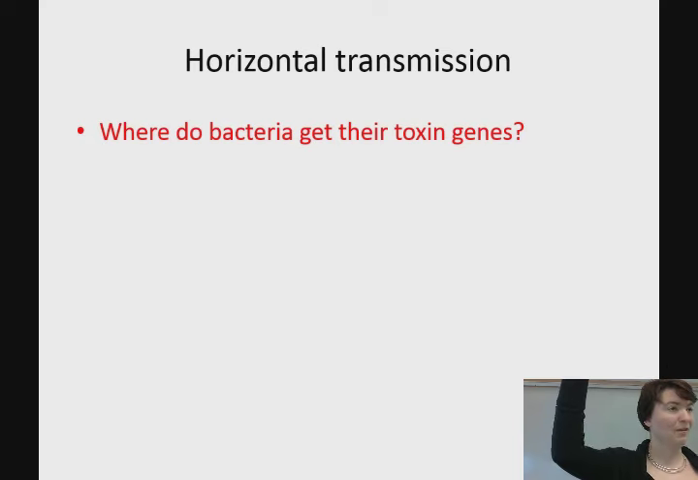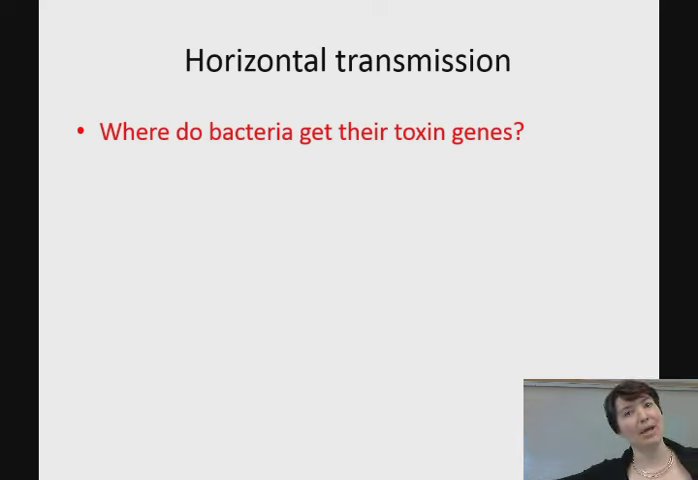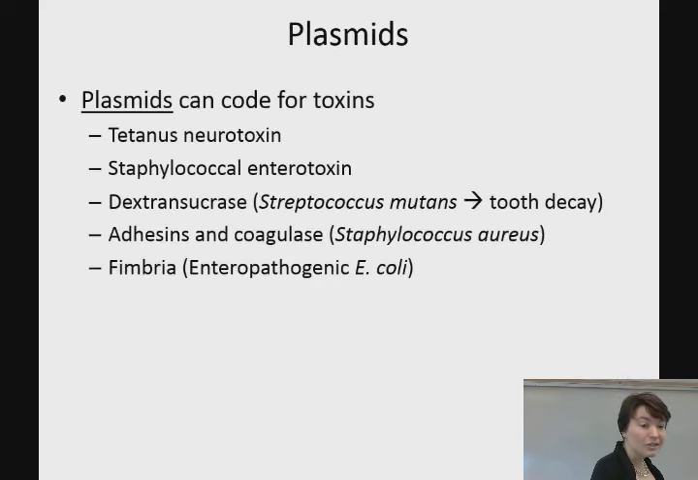You got infected by a virus that happened to have just visited somebody who had that sequence and it got packaged into the viral capsid. You could get it by conjugation. So there are many plasmids that contain toxin genes. Tetanus neurotoxin is encoded on a plasmid. The Staphylococcus enterotoxin that causes Staphylococcus foodborne intoxication.